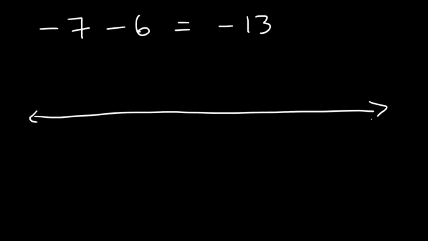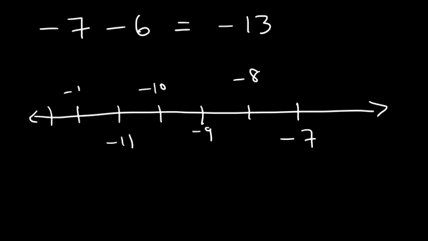Try this one. What is negative 7 minus 6? 7 plus 6 is 13, so this is going to be negative 13. So let's start with negative 7. We're going to travel 6 units to the left. And as you can see, it's going to give us the same result.